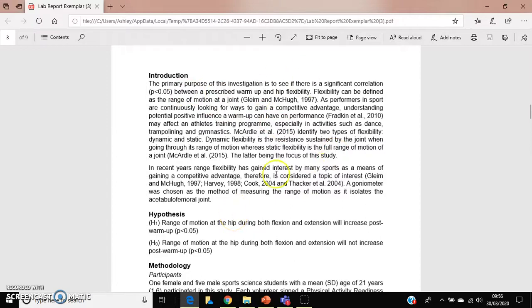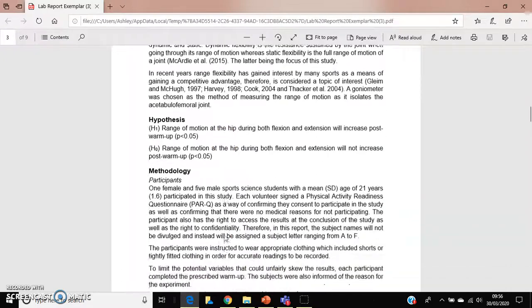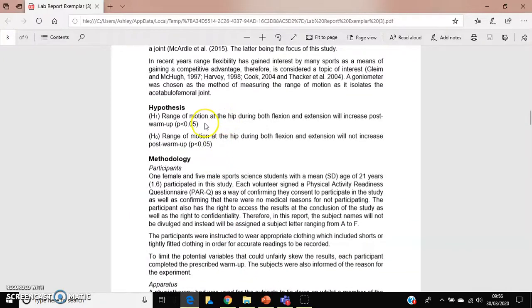Based on that literature, you've got your hypotheses. So you have your hypothesis, what you expect to happen. That would be your H1. And then your H0, which is your null hypothesis, is effectively the opposite. In this case, the hypothesis was that the range of motion of the hip, flexion and extension, will increase. That's what you expect to happen. And then your null hypothesis is that there will be no change. And again, reference the p-value there.